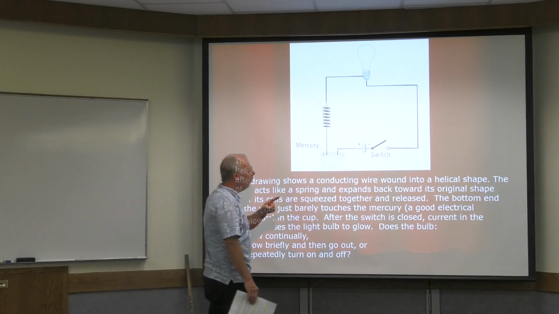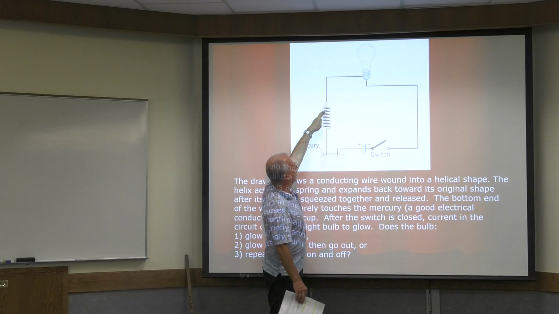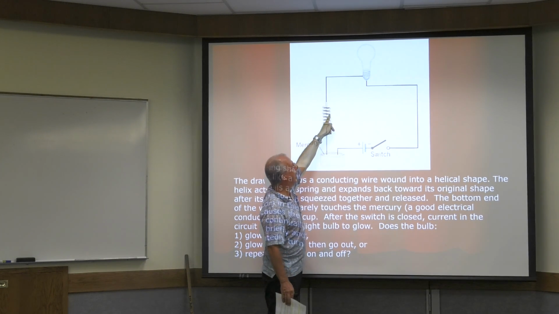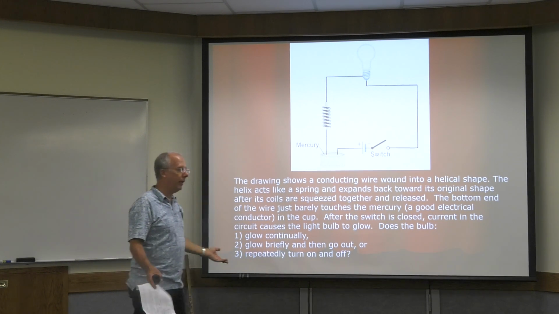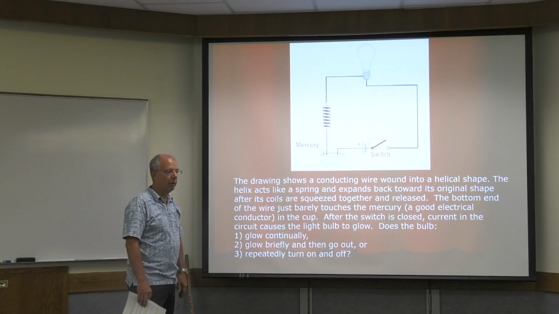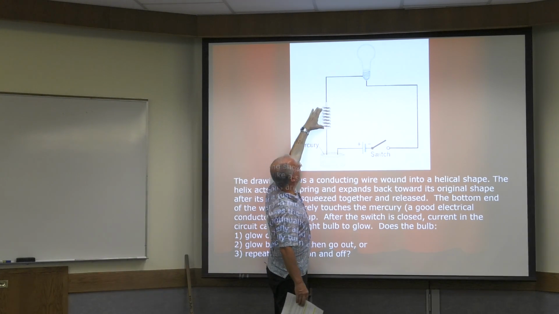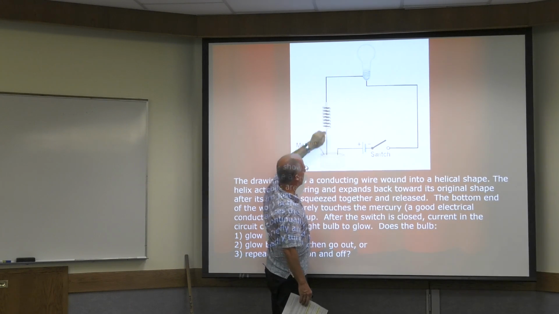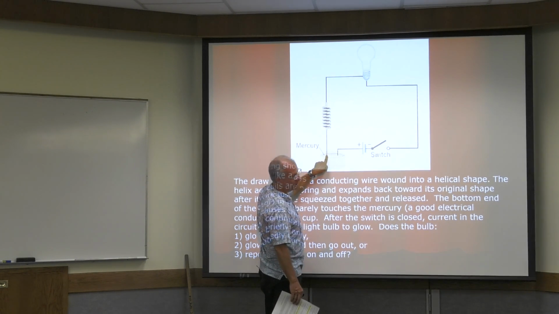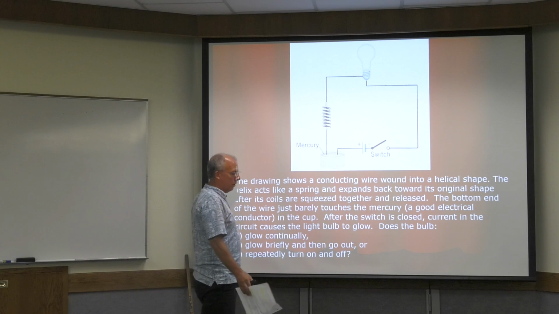However, what's going to happen though? As soon as we have a current going through this spring, we have parallel currents in neighboring coils, right? And what do parallel currents do? They attract. So what's going to happen to the spring? It's going to compress, right? Which means it's not going to touch the mercury anymore. And if it doesn't touch the mercury anymore, we have an open circuit, so the light bulb is going to go out because it's not a complete circuit.